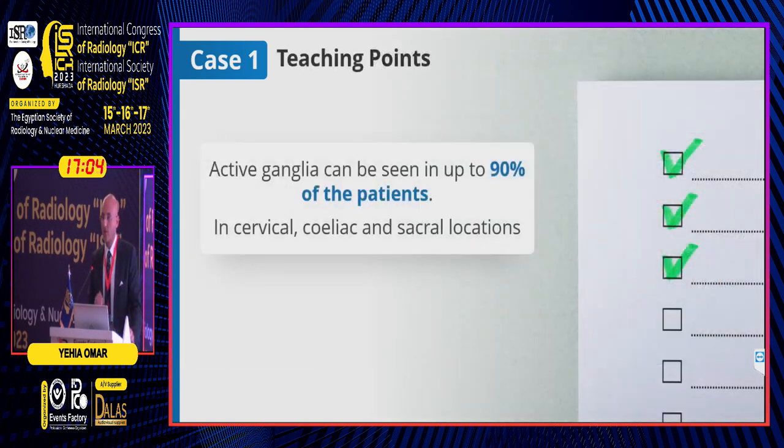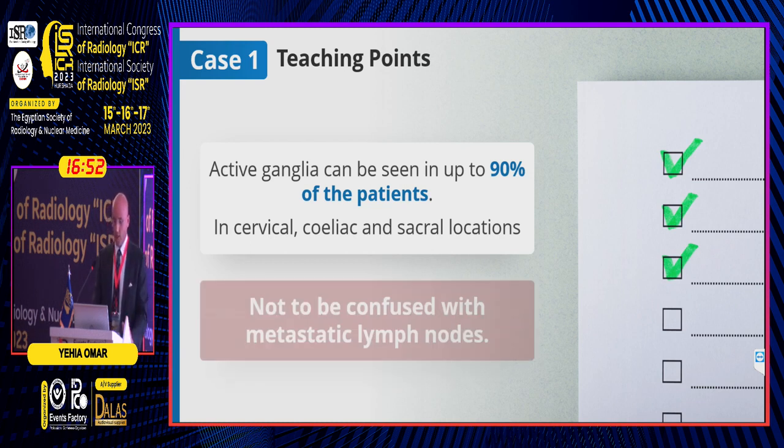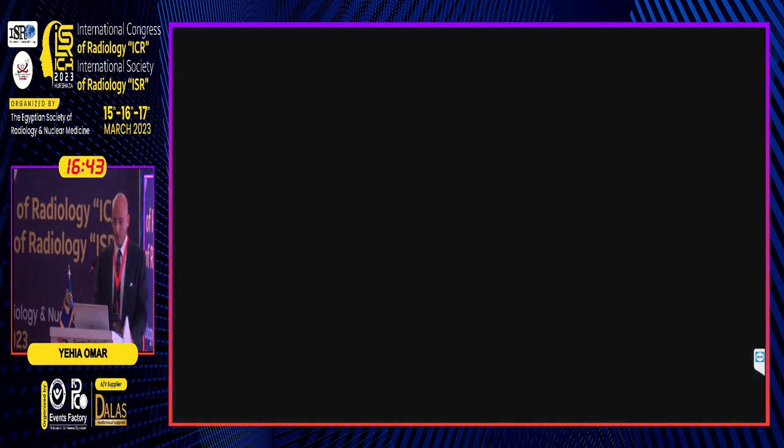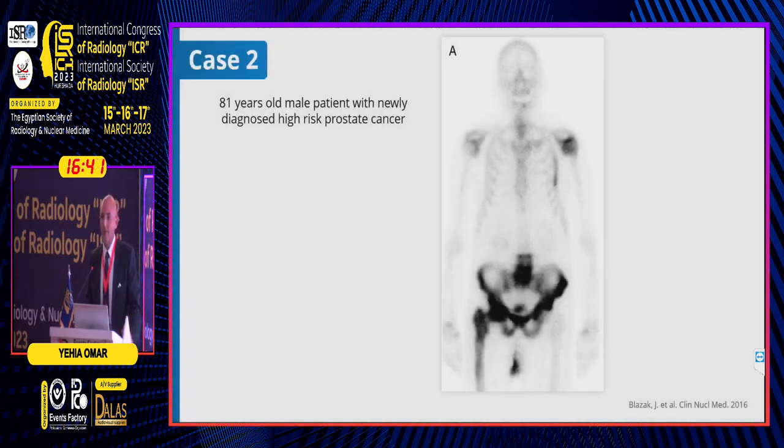So the teaching points in the first case, that active ganglia can be seen in up to 90% of the patients. They can be seen in cervical region, celiac region, and sacral locations. And it is very, very important not to be confused with metastatic lymph nodes. Now let's move to the second case.